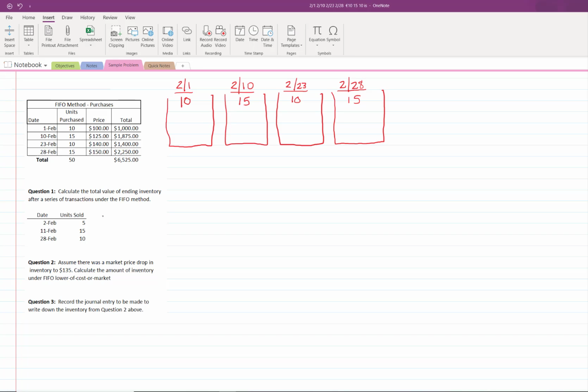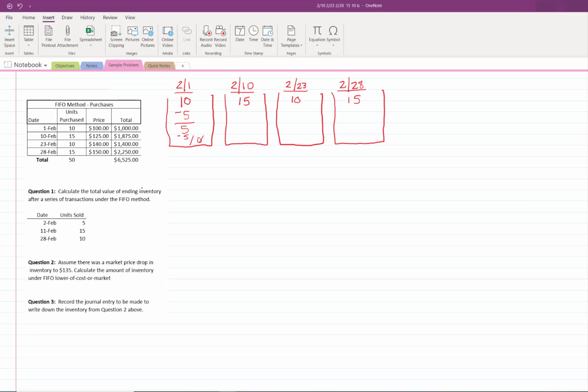Calculate the total value of ending inventory after a series of transactions under the FIFO method. On February 2nd, we sold 5 units. Under the FIFO method, first in, first out, we start pulling from our oldest inventory first. That would be our February 1st bucket. You can see that we have 10 units to start with. If we started with 10 and sell 5, that means that we now have 5 units left. Next, we have a sale of 15 units on February 11th. Once again, going back to our oldest bucket, we still have 5 units left here, so we can pull 5 units from this bucket.